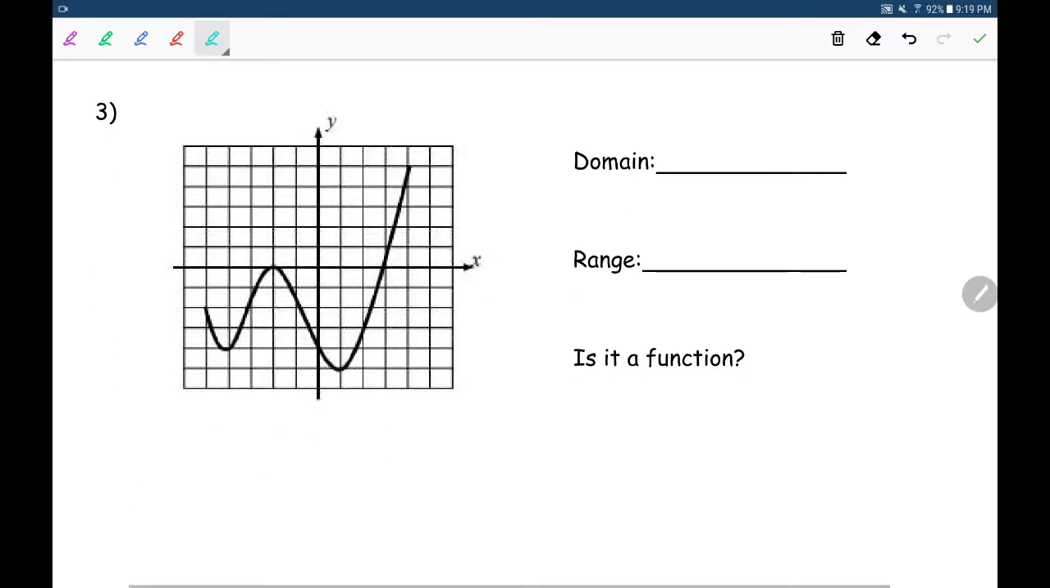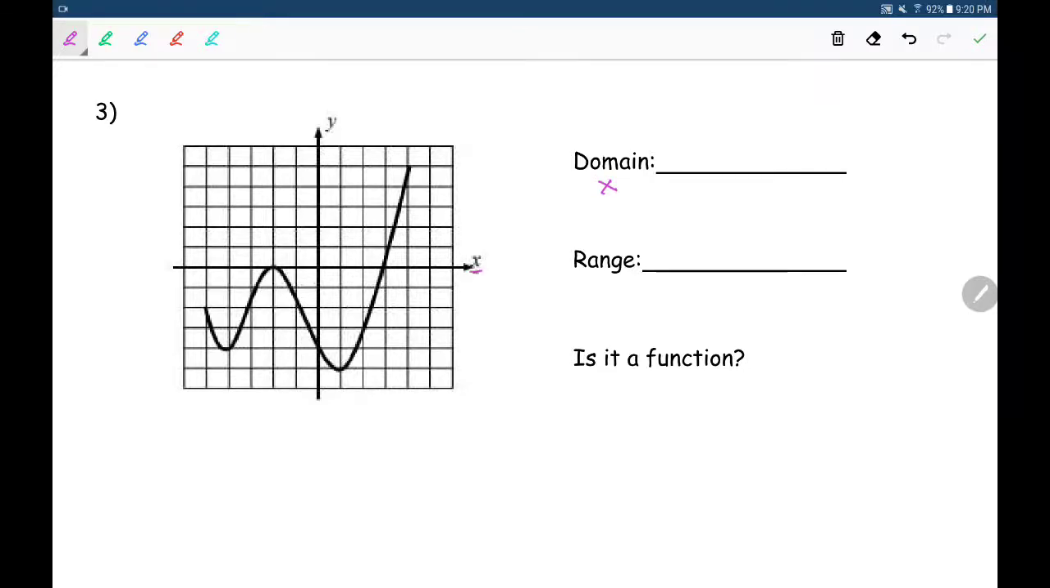The last thing we're going to look at tends to be the one that we have a little bit more trouble with, especially when we looked at our test on functions. This is a question that we struggled with a little bit. So it's finding the domain and range from a graph. Okay, so domain, we're still looking at the x's.